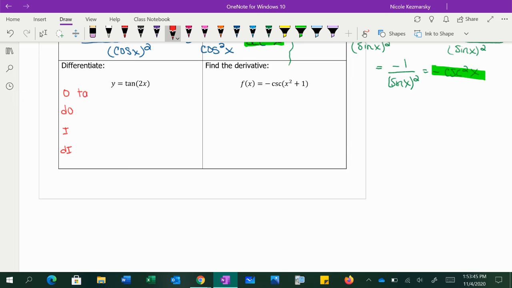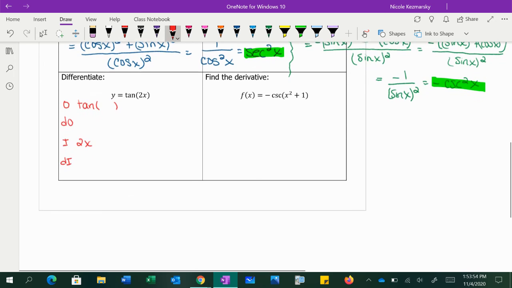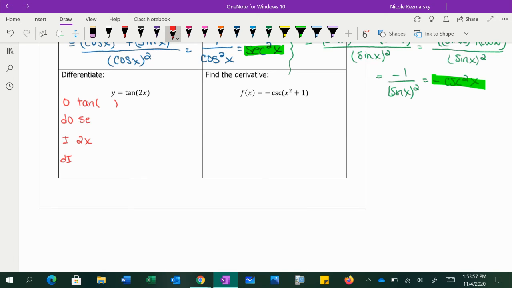The outer is tangent of something. The inner is the 2x. The derivative of tangent, if we use our rule, is secant squared. So we're going to have secant squared of something. And the derivative of the inner is 2. So we take our derivative, we say y prime equals, we're going to do derivative of the outer, so secant squared of the inner, 2x, times 2, or 2 secant squared of 2x.